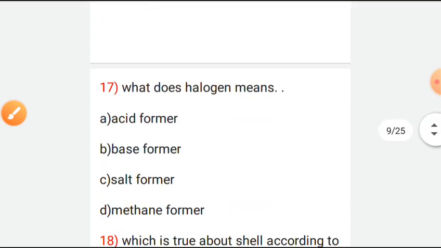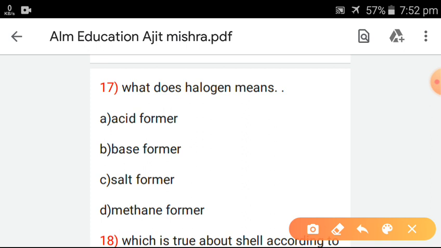Next question. What does halogen mean? Option A acid former, B base former, C salt former, or option D methane former. Halogen means salt former, the elements which form salt. Halogens are the elements that lie in group 17. Examples of group 17 elements are fluorine, chlorine, bromine, iodine, etc.